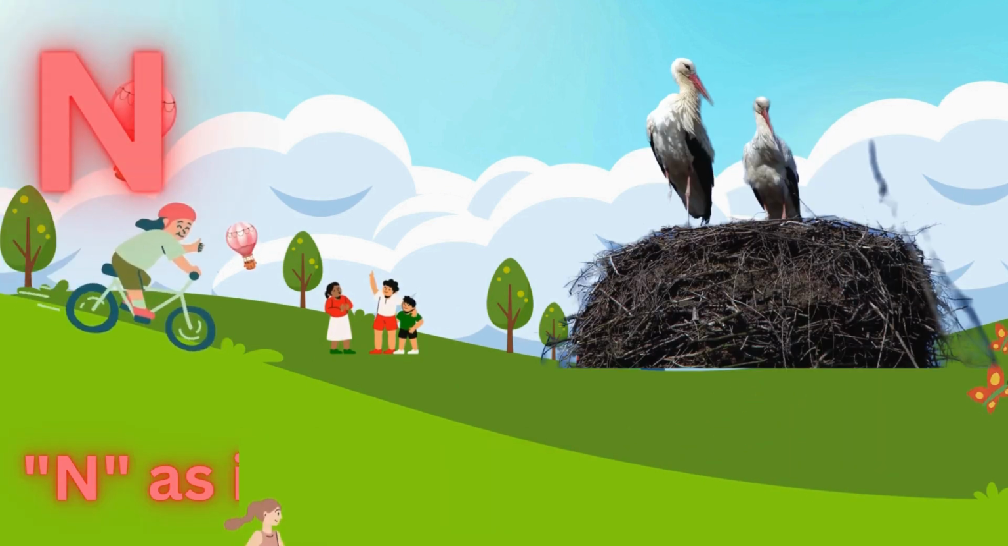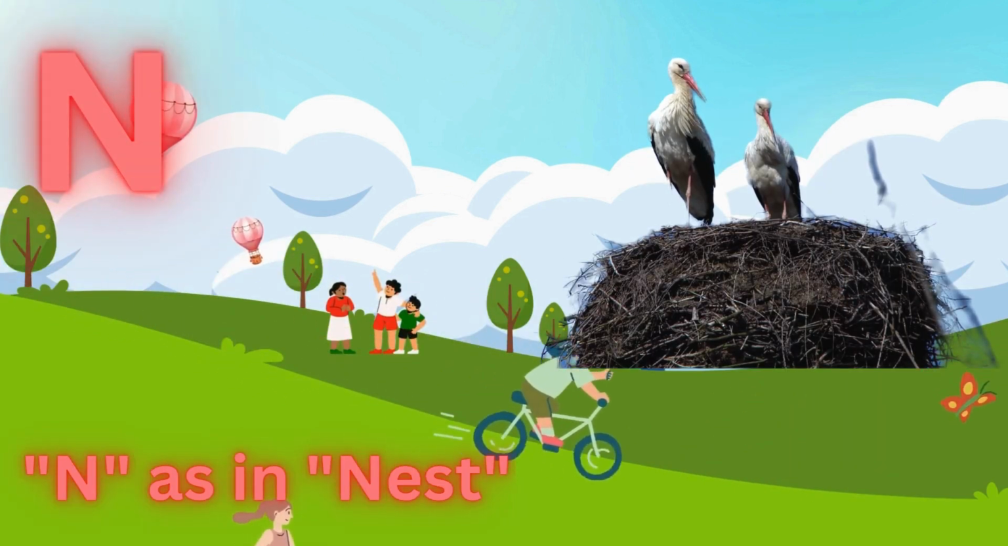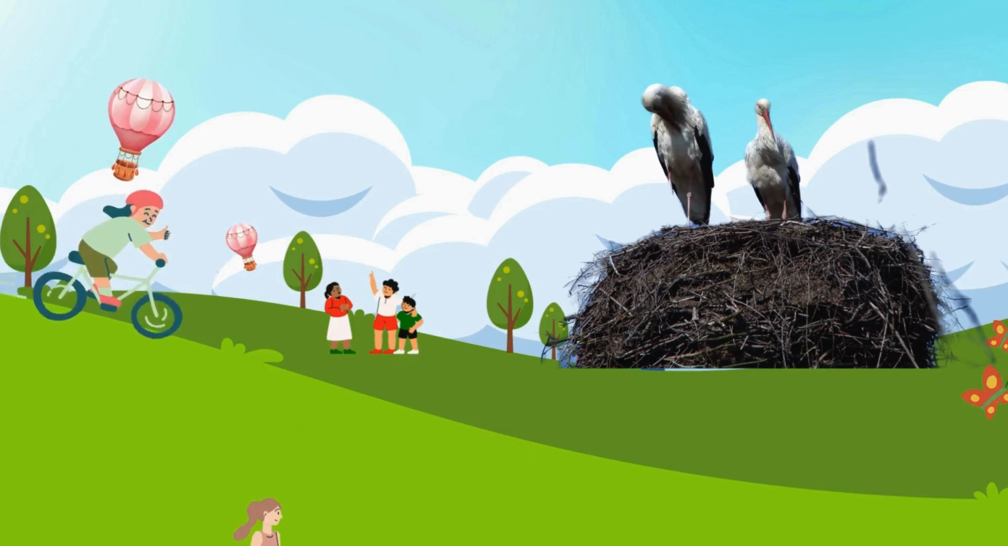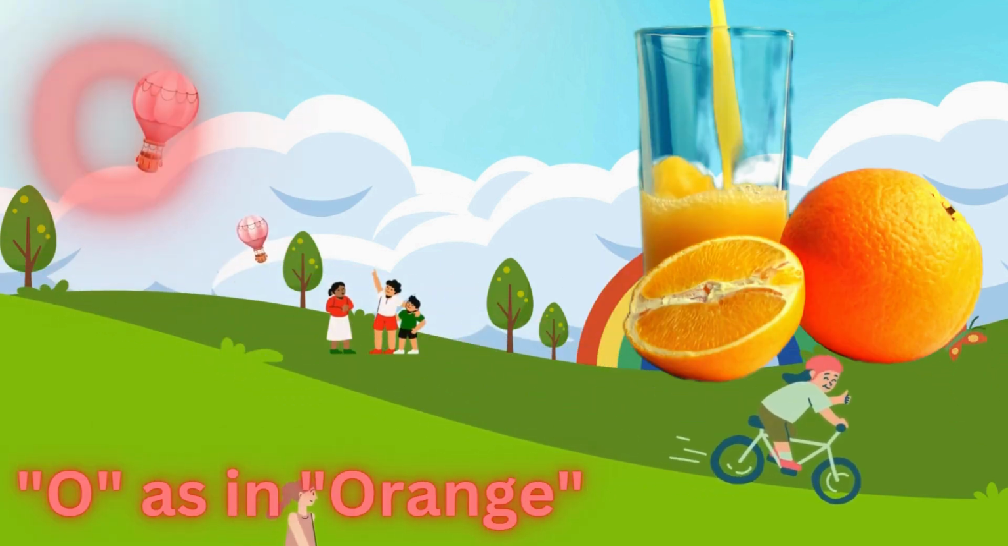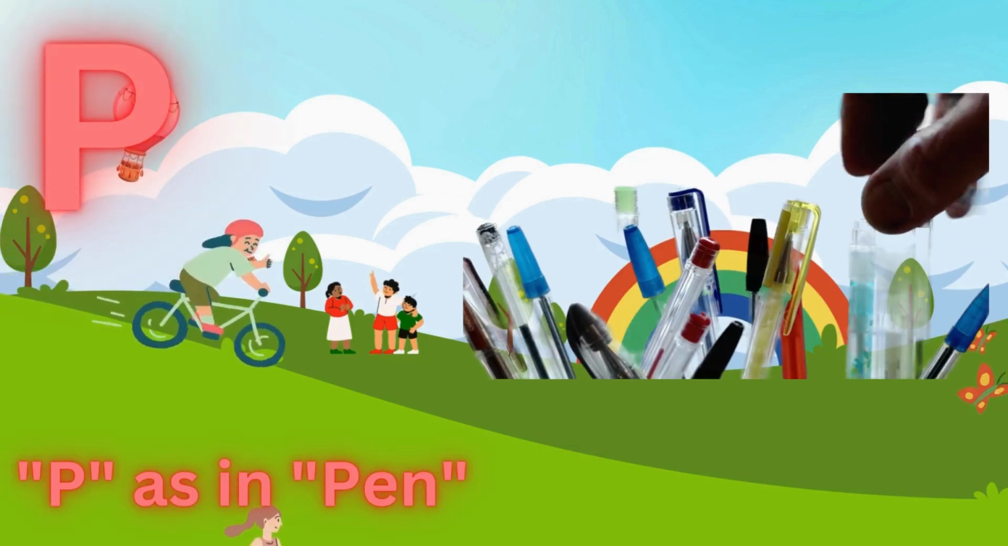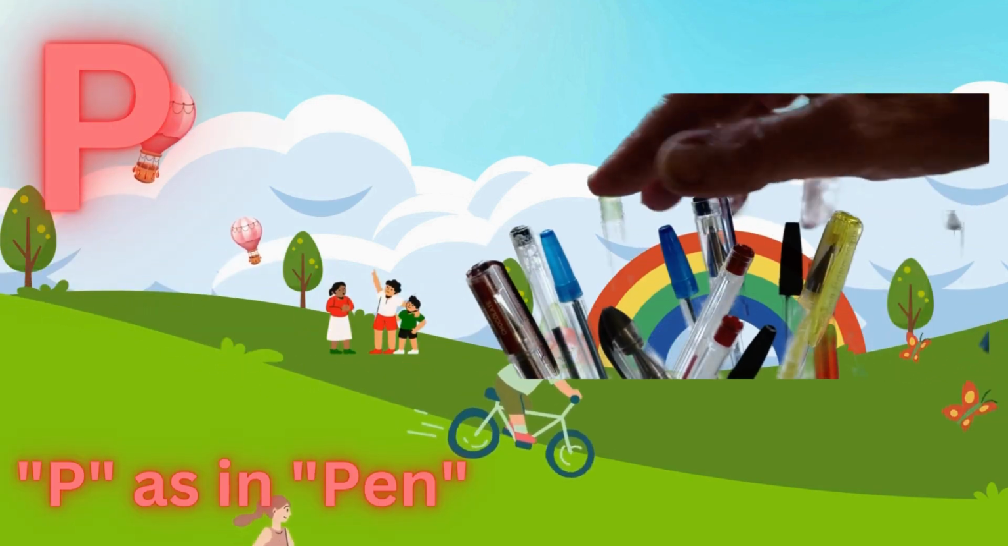N, nest. N as in nest. Nest, a bird's home. O, orange. O as in orange. Orange, a round fruit. P, pen. P as in pen. Pen, a tool for writing.